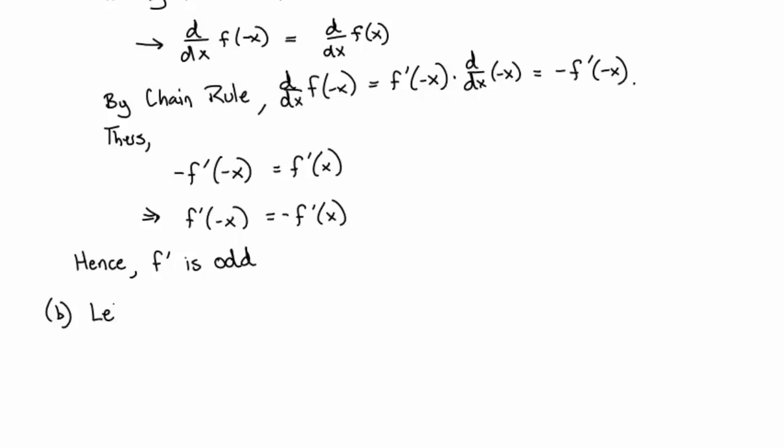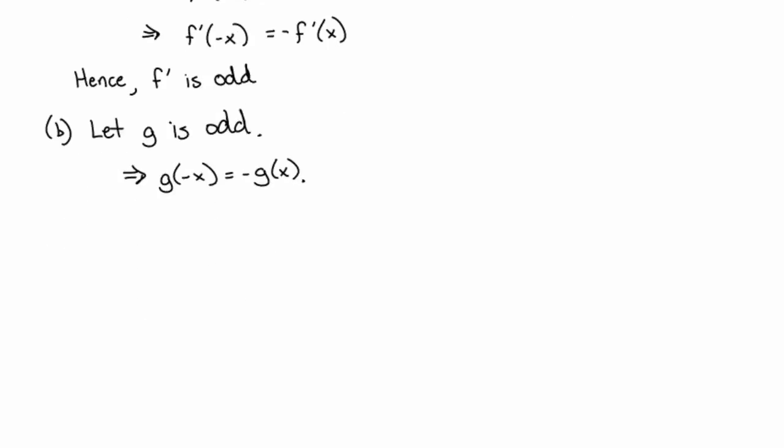Assume that g is odd. What does that mean? That will mean that g of negative x will turn into negative g of x. And we can take the derivative of both sides. This time I'm just going to write an implication that the derivative with respect to x of g of negative x is equal to the derivative with respect to x of negative g of x. And I'll write that in brackets because that's really bad notation to leave it like that.